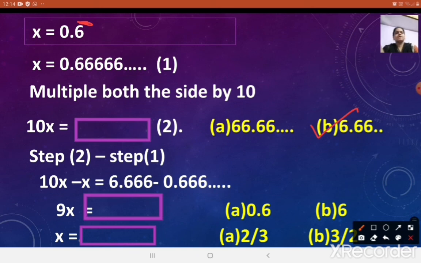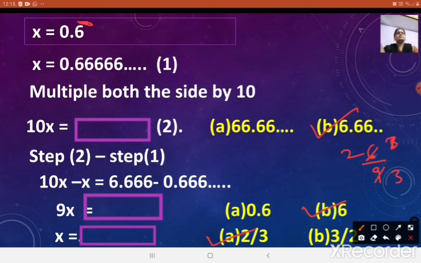Now what is your next step? Step 2 minus step 1. 10x minus x is 6.666 minus 0.666. Now if you subtract, what will be your answer? Is it 0.6 or 6? Yes, your answer is 6. So now 9x is equal to 6. Then what will be your x value? It should be 6 upon 9. But the options are given as 2 by 3 and 3 by 2. What about 6 upon 9? If you reduce it, 3 2s are 6 and 3 3s are 9. So the option is 2 by 3.